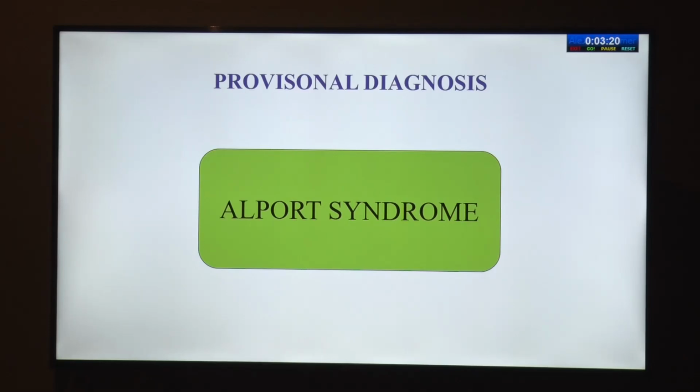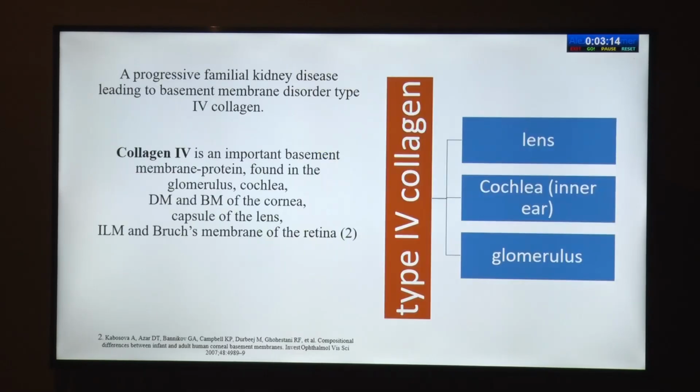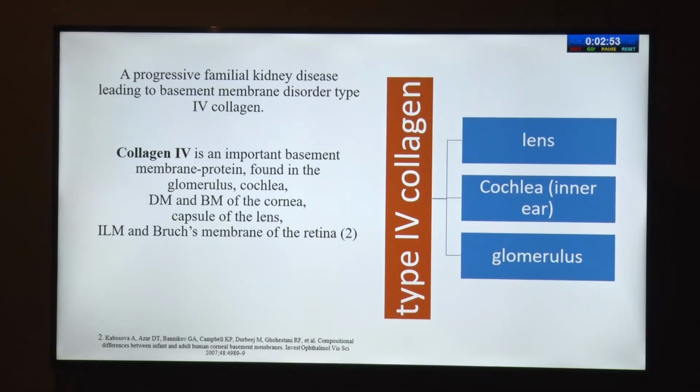A short info about Alport: Dr. Cecil Alport was the first to describe Alport syndrome in 1927. It is a progressive familial kidney disease leading to a basement membrane disorder involving type 4 collagen. Type 4 collagen is the most important basement membrane component found in the cochlea, glomerulus, Descemet's membrane, Bowman's membrane of the cornea, anterior capsule of the lens, ILM, and the Bruch membrane of the retina. So all these are affected in Alport.